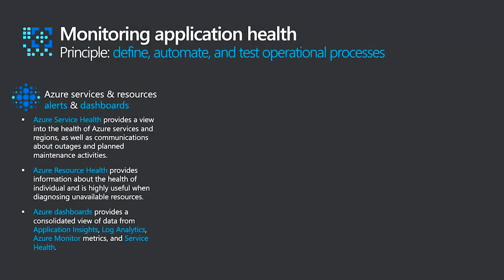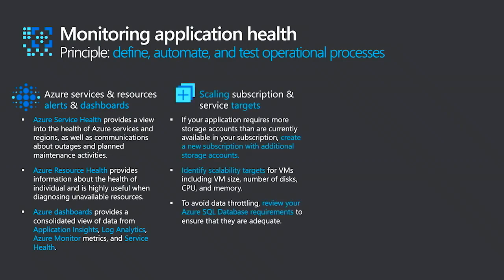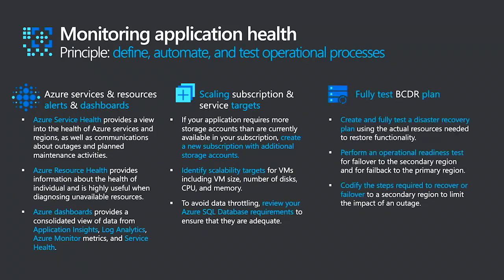Let's learn more about define, automate, and test our operational processes. Monitoring and measuring the application availability is important to move overall application health and progress towards defined reliability targets. Let's look at alerts and dashboards to help us respond to failure and look at considerations for improving reliability. So there are some Azure services and resources that you can use to do this. Alerts and dashboards. We have Azure Service Health, we have Azure Resource Health, we have Azure Dashboards.